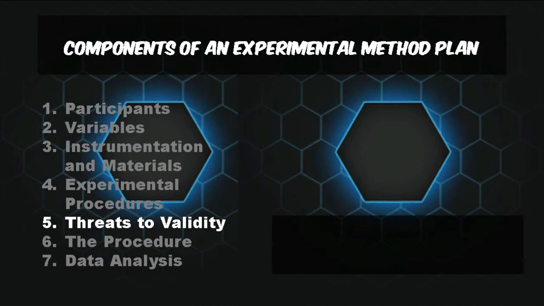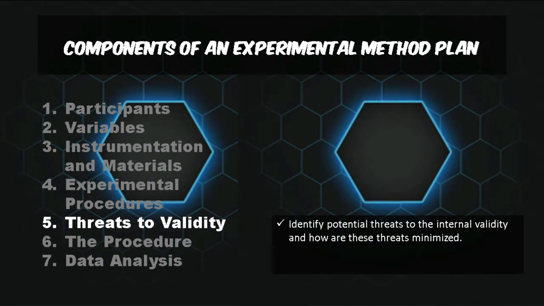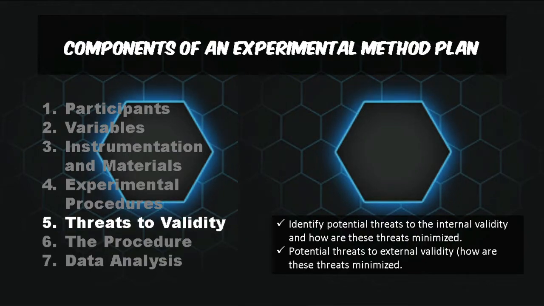Threats to validity, we should identify potential threats to the internal validity and design them so that these threats will not likely arise or are minimized. Also, we identify the threats to external validity. These are threats to generalizability. They must also be identified, and designs created to minimize these threats should be mentioned also.